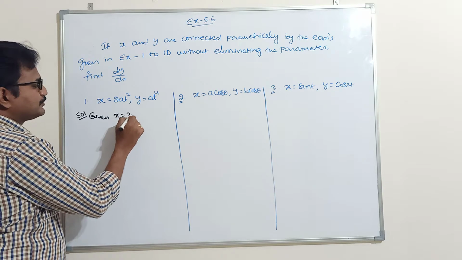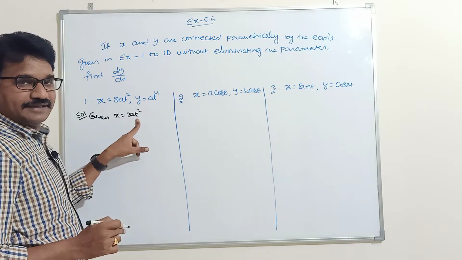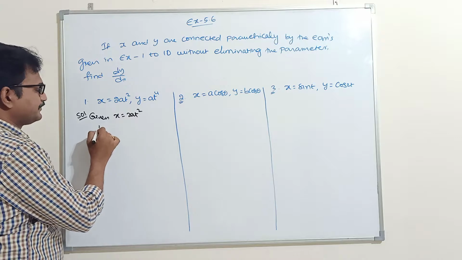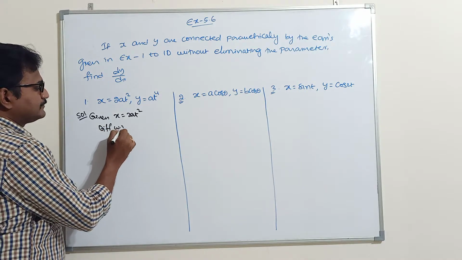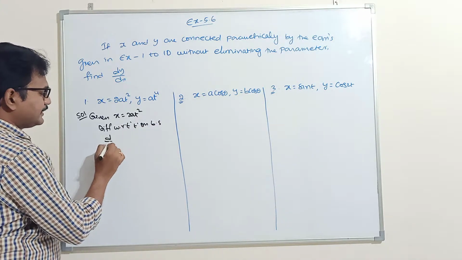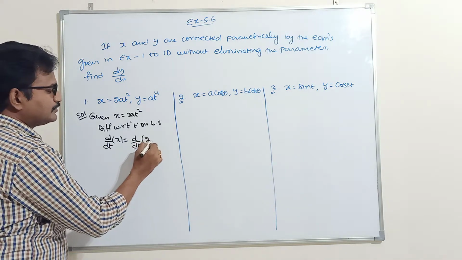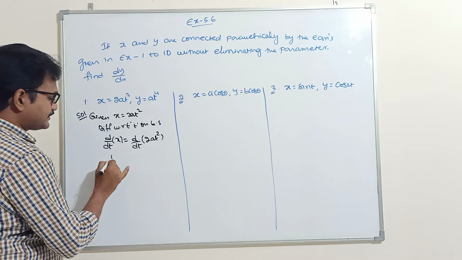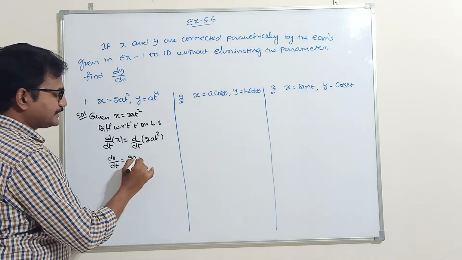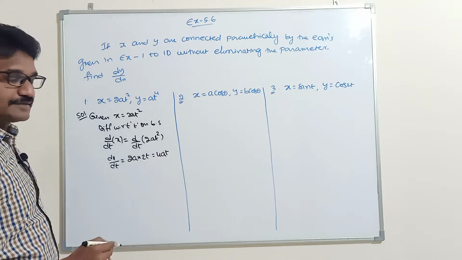Given x is equal to 2at square. The equation x is in the form of variable t. So differentiating with respect to t on both sides, d by dt of x is equal to d by dt of 2at square. So dx by dt is equal to 2a into the derivative of t square, which is 2t. So dx by dt value is 4at.